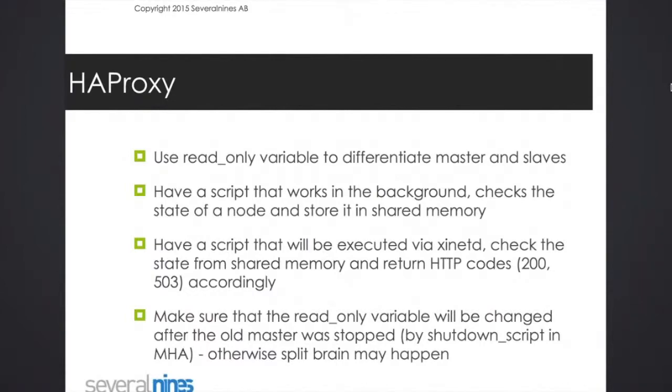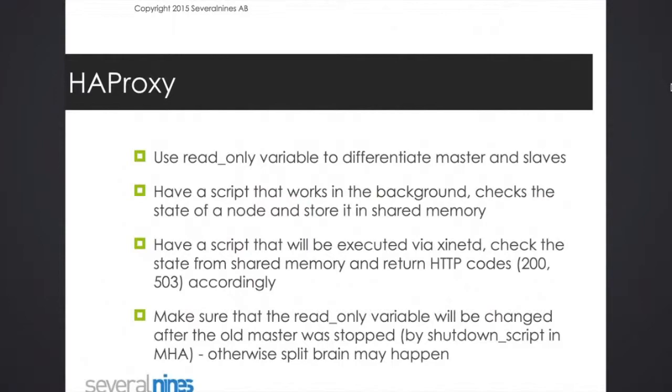If we're talking about the write backend, and the read-only variable is equal to 1, if read-only is enabled, it's a slave, so it should not be available in a write backend. Therefore, the script will return 503. For the read backend, on the other hand, if read-only is equal to 1, then that's a slave. That's okay, we will return 200. So you can do some kind of logic here to implement this database awareness.